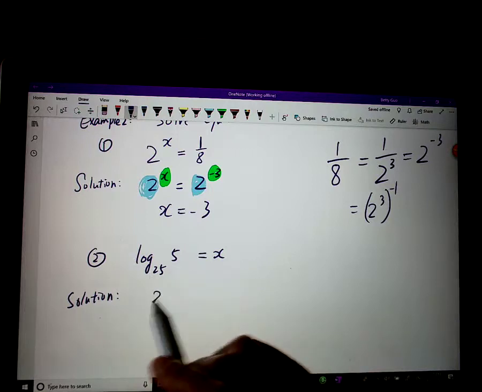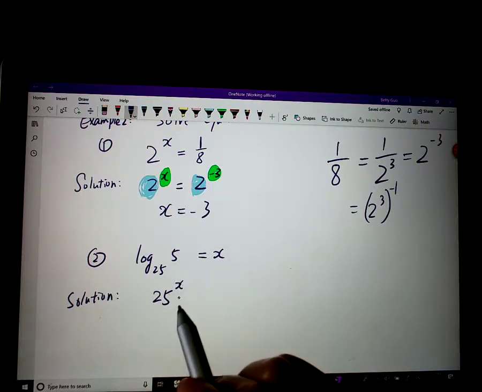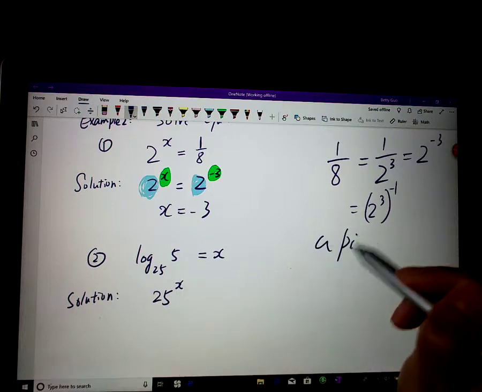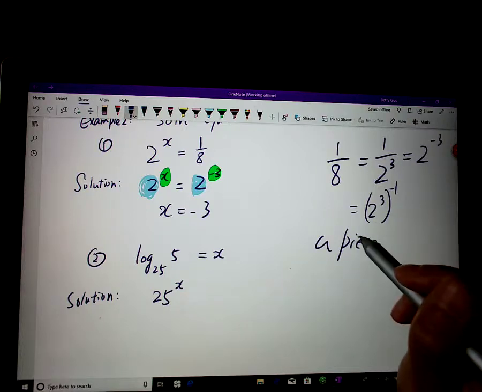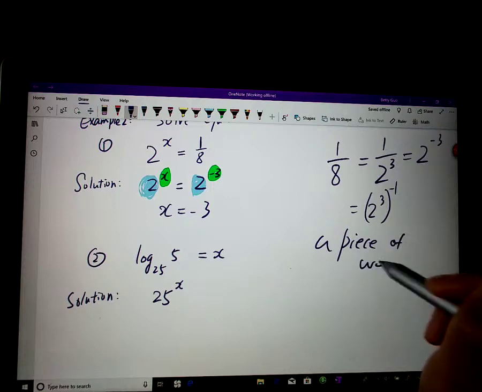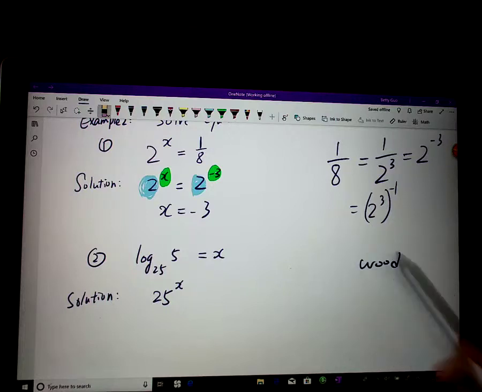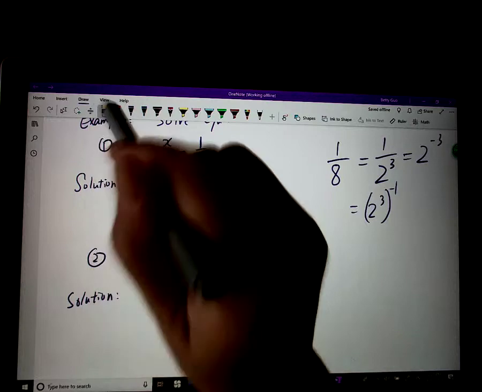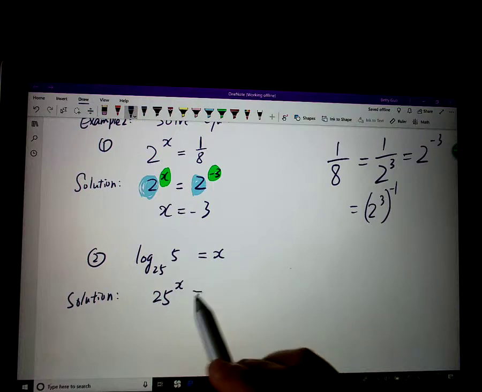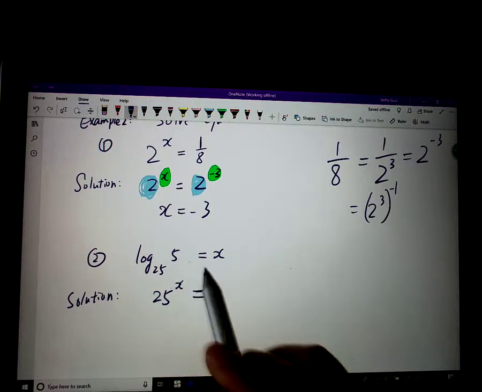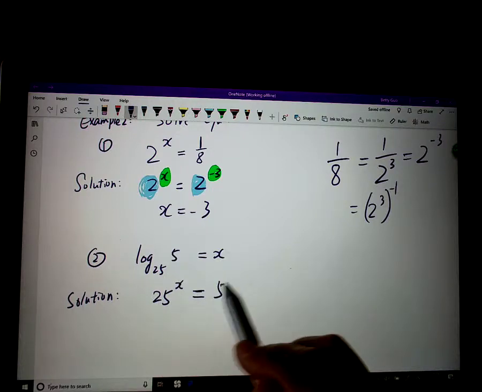What's the base? The base is 25. What's the log? The log is x. Remember, the log is on the shoulder of the base, equals the antilog. We only have three parts in the equation. We already used the base and the log, so of course the antilog is going to be on the other side.